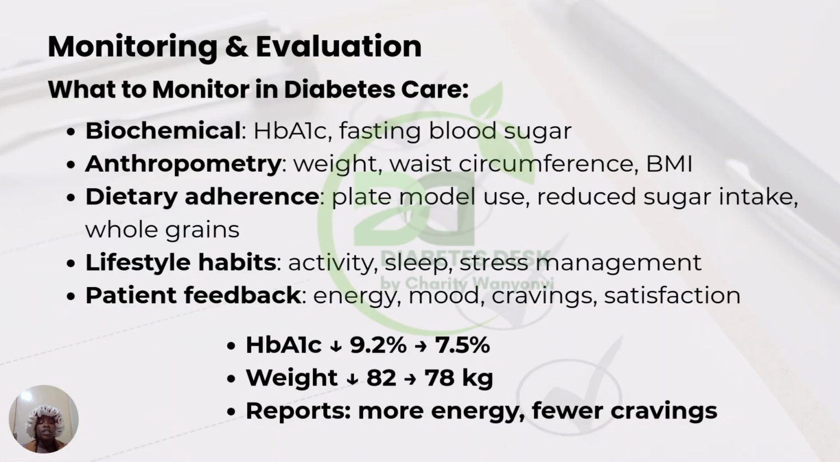So when it comes to monitoring and evaluation, and this is the last step of our NCP, what to monitor, you look at the biochemicals. So you're going to look at Mary's HbA1c and fasting. You're going to look at her BMI. If we took her waist circumference, her weight, we're going to look at that. Dietary adherence. Are you going to look at if she's using the plate model, if she has reduced her sugar intake, has she incorporated the whole grains like we talked about? If you've noticed, it's a journey I've been taking you through.